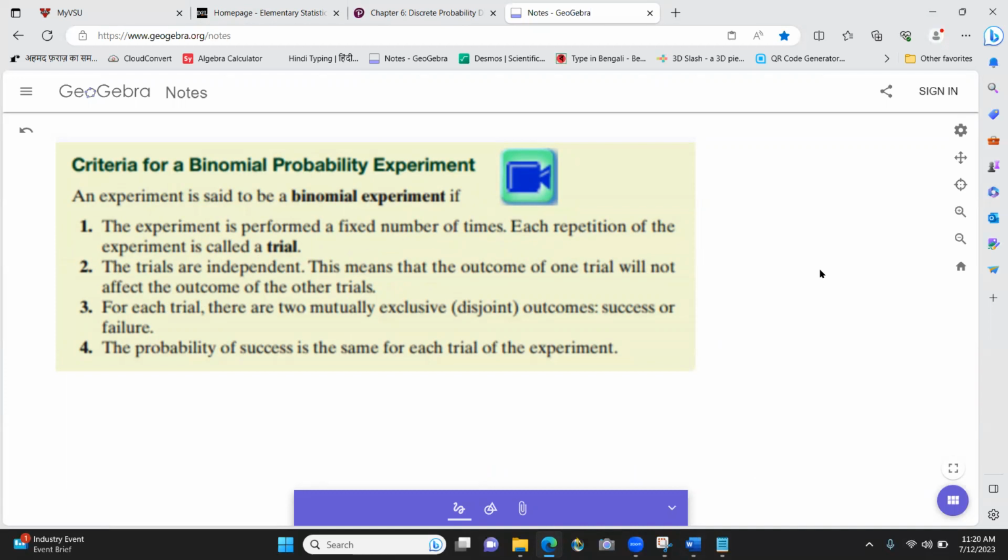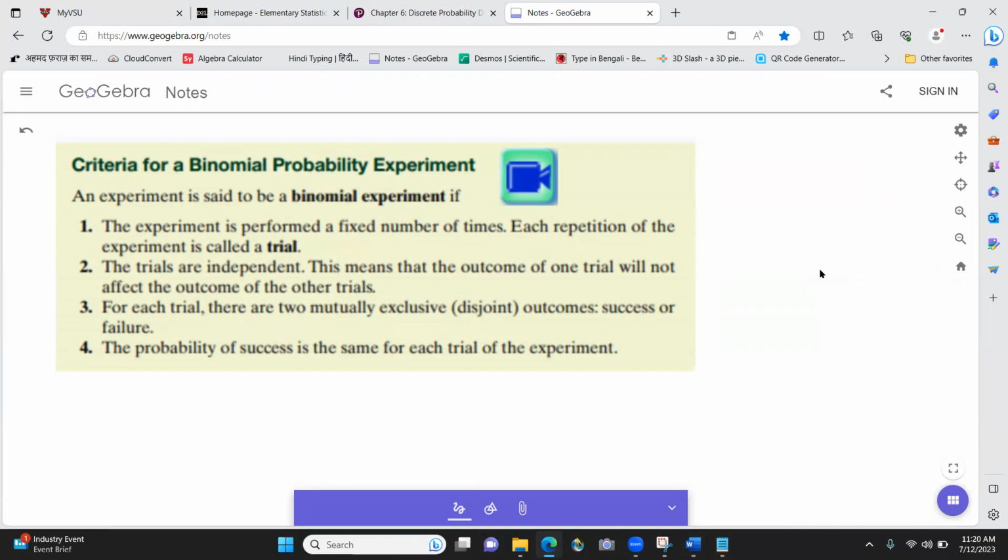Say you decided to roll a die 6 times, and you want to know if you're going to get a 6, 0 times. What's the probability that you're going to get a 6 0 times? You're going to get a 6 1 time, 2 times, 3 times, 4 times, 5 times, 6 times. You want to know that. That's an example of a binomial experiment.